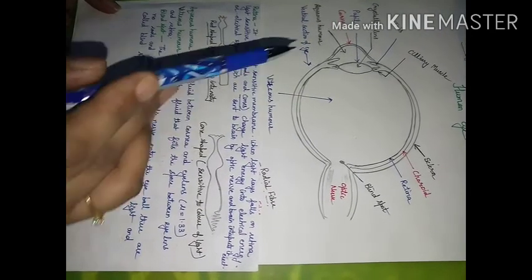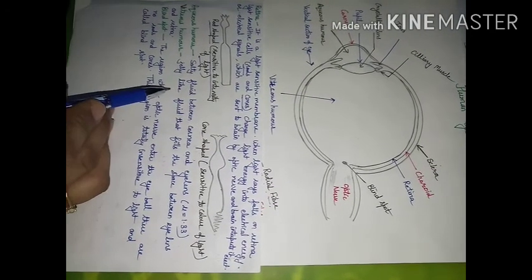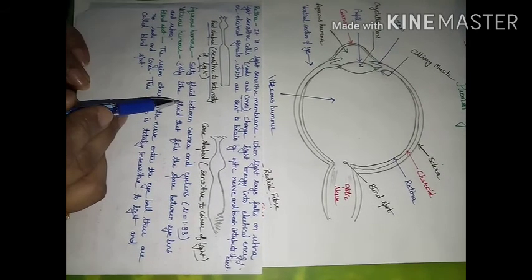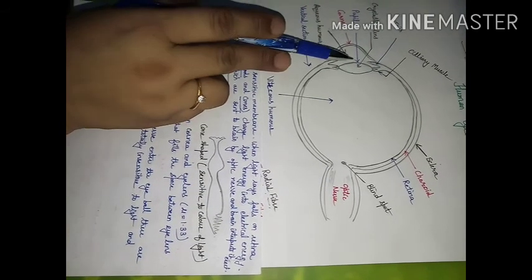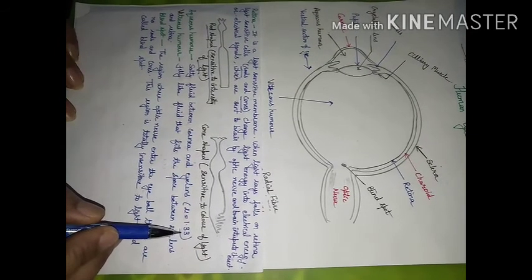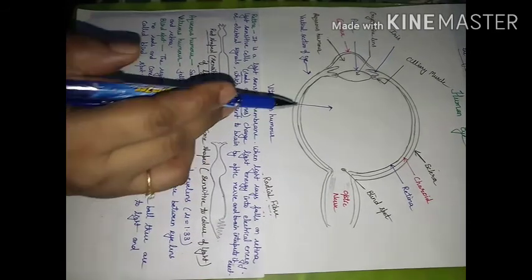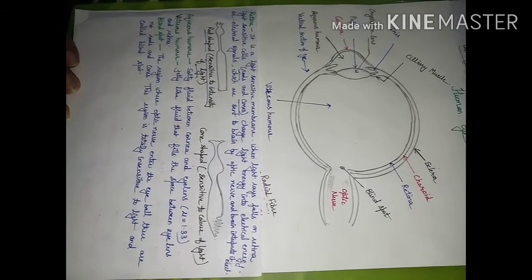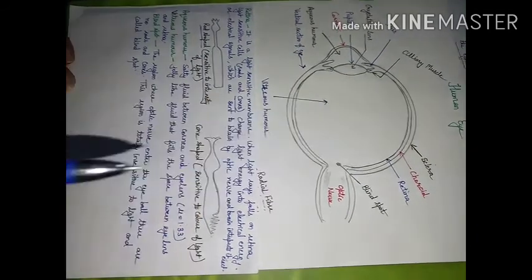What is aqueous humor? Aqueous humor consists of water with salt. So it is a salty fluid between the cornea and the eye lens, and its refractive index is almost 1.33. Vitreous humor is a jelly-like fluid and it fills the space between the eye lens and the retina.